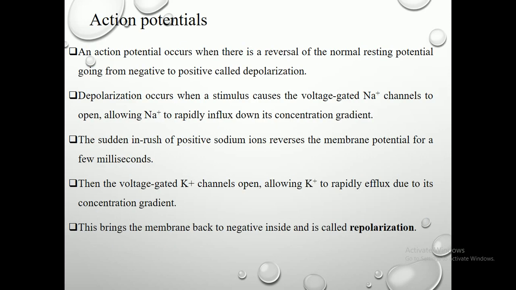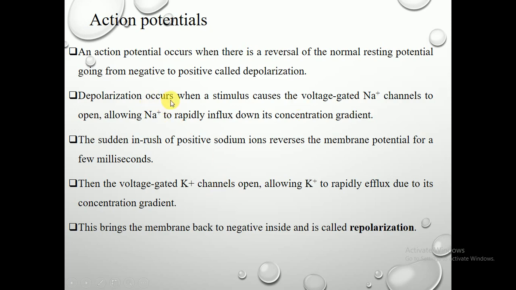Now come toward the action potentials. Action potentials occur whenever there is a reversal of the normal resting potential, going from negative to positive, which is called depolarization. So in depolarization, whenever action potentials are generated, there is a reversal of the normal resting potentials, going from a negative environment to positivity. That is called depolarization.